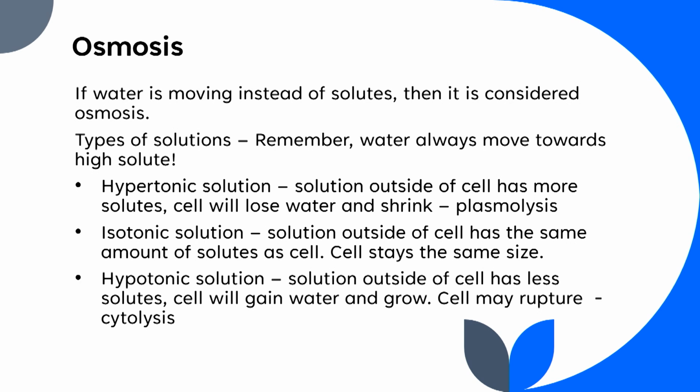Another type of solution is called isotonic. In an isotonic solution, the solution outside of the cell has the same amount of solutes as the cell. The cell here will stay the same size because the concentration of solutes is the same. The last type of solution you need to know about is called a hypotonic solution. This is the opposite of a hypertonic solution. In a hypotonic solution, the solution outside of the cell has fewer solutes, and this will make the cell gain water and grow. It could potentially grow so much that it ruptures, and if it ruptures, it's called cytolysis, and that's very bad because now the cells are destroyed.